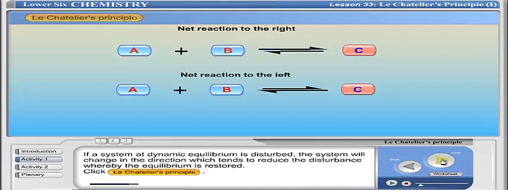If a system at dynamic equilibrium is disturbed, the system will change in the direction which tends to reduce the disturbance, whereby the equilibrium is restored. Click the Le Chatelier's principle button.